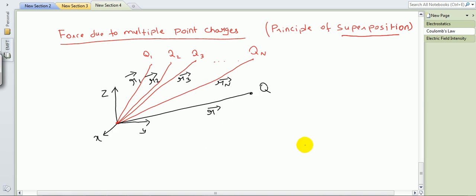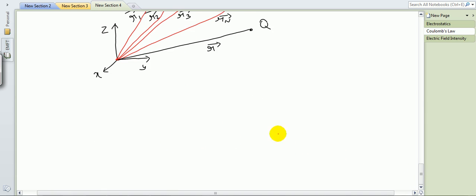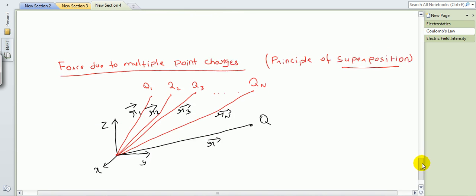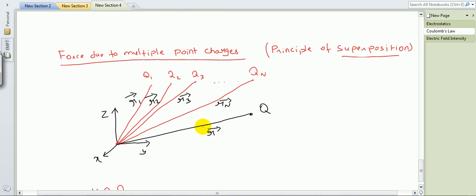So I can write, force on q. Suppose F1, I am calculating force on q due to q1. So it will be something like k q1 q divided by the displacement vector between them. Suppose this is r vector and this is r1 vector: the position vector for q is r vector and the position vector for q1 is r1 vector.